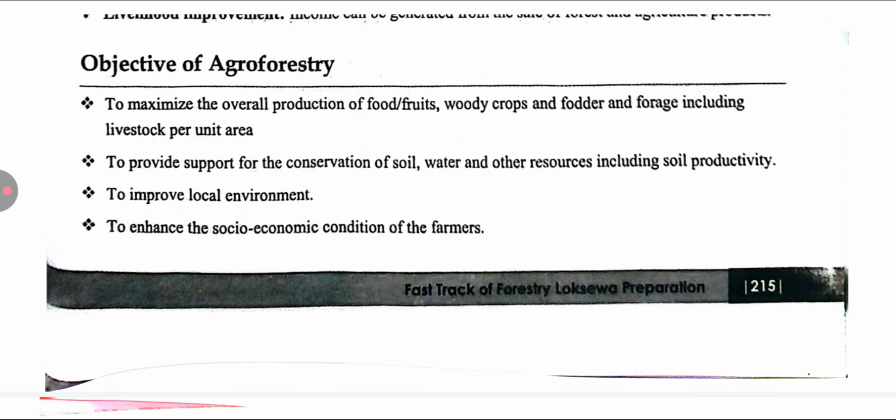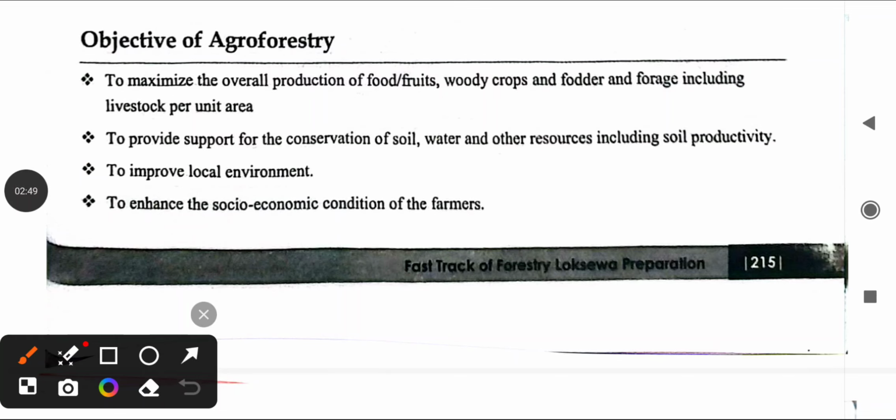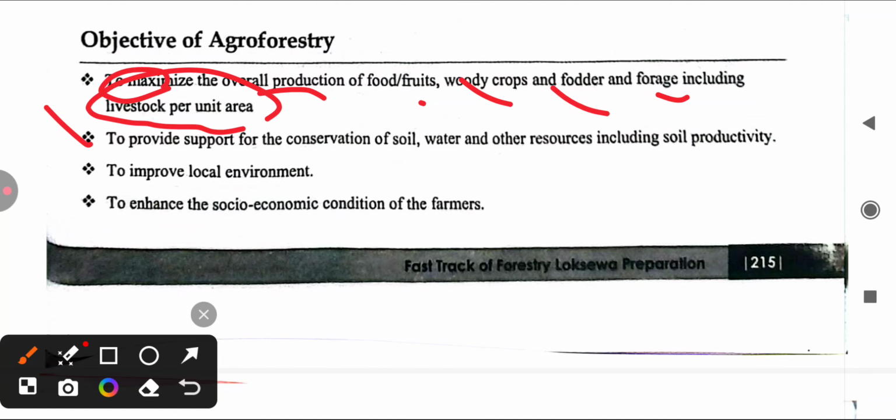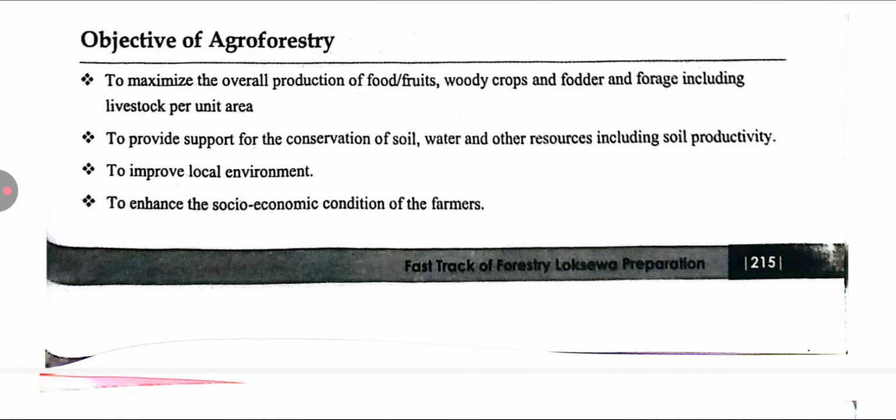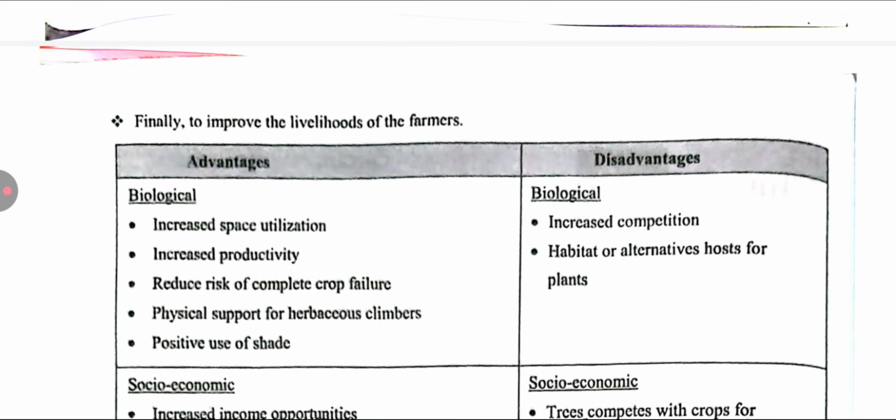Then objectives of agroforestry: to maximize the overall production of food, fruit, woody crop and fodder and forage including livestock per unit area. Then, to provide support for soil conservation, water and other resources including soil productivity, to improve local environment, to enhance the socio-economic condition of the farmer. And finally to improve the livelihood of farmers.